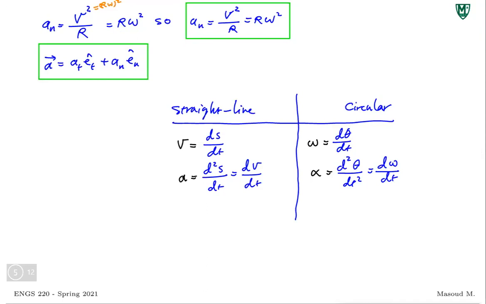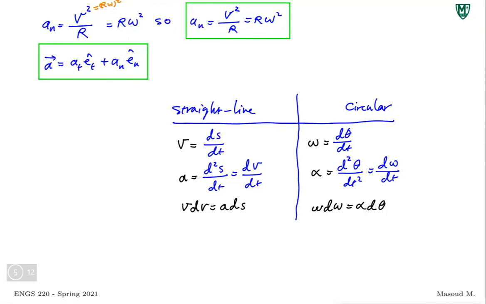One small thing you can add here: remember the golden relationship that sometimes really comes in handy. In straight line motion, we had V dV equals A dS. Now you can copy the same thing for circular motion, replacing V with omega and A with alpha: omega d omega equals alpha d theta. It gives a direct relationship between angular velocity and angular acceleration for circular motion. Remember, circular motion is a special case of motion on a curvilinear path. All right, any questions about this before I go into examples?